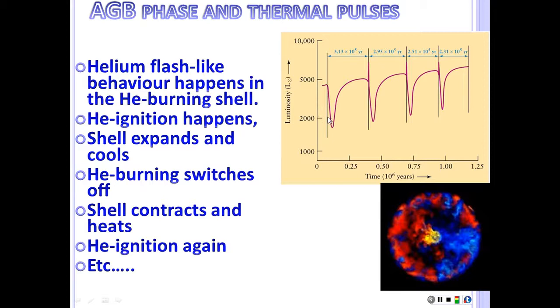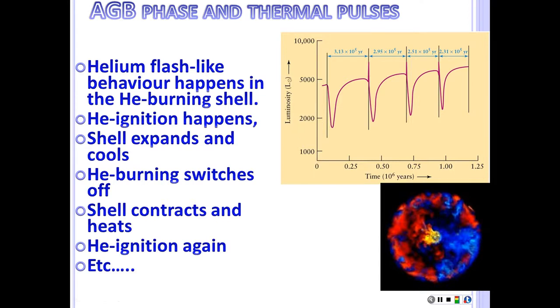And here you can see how this manifests itself in the brightness. So you've got the helium burning not on, the helium burning switches on, and then the shell expands and cools, and it switches off again, and then it switches on, and then it switches off again, and then it switches on. And this is showing you the time scale for this. So it's of the order of 100,000 years between switching on and off again. And this is for a solar mass star. So one solar mass star would go through something like this.